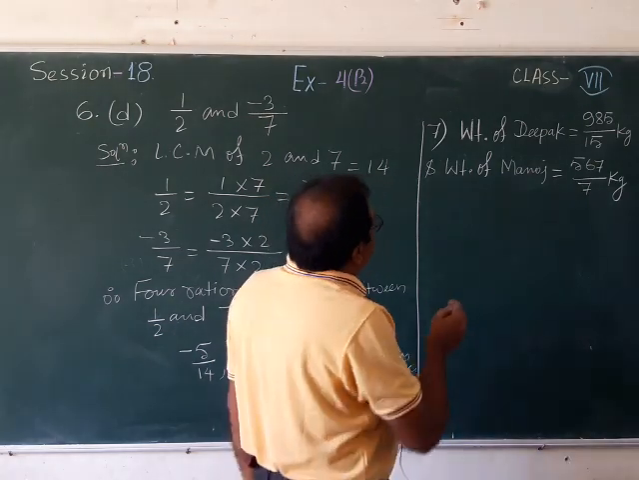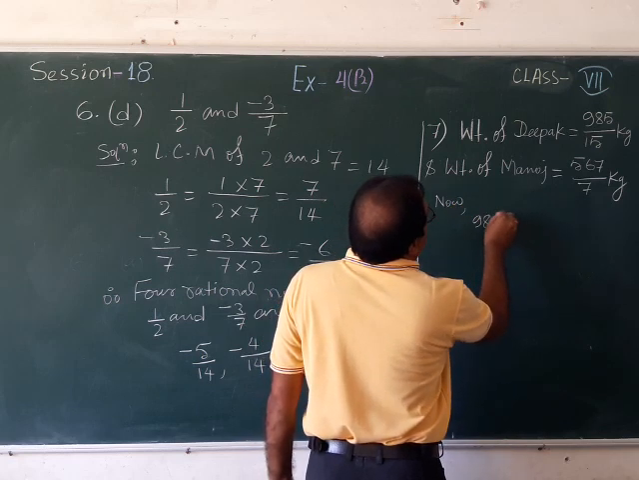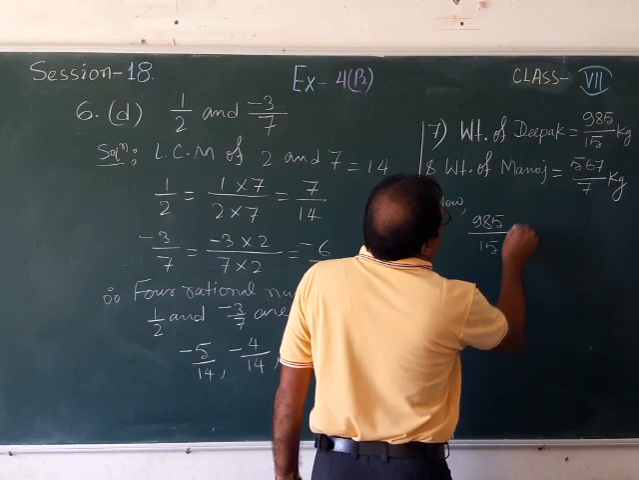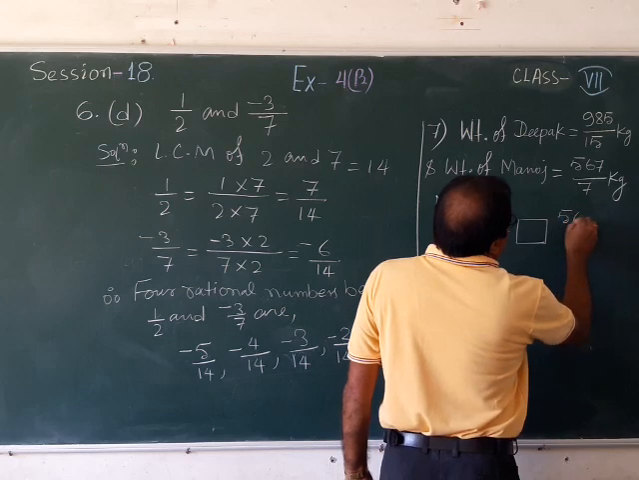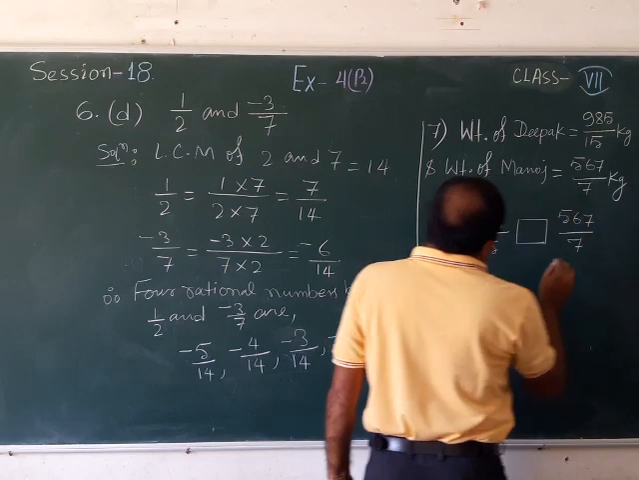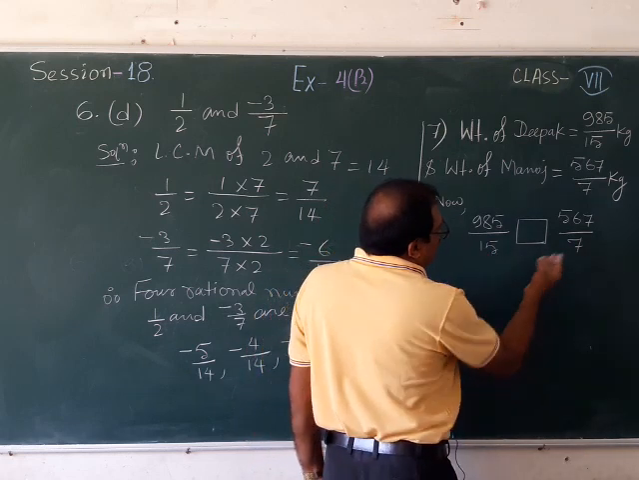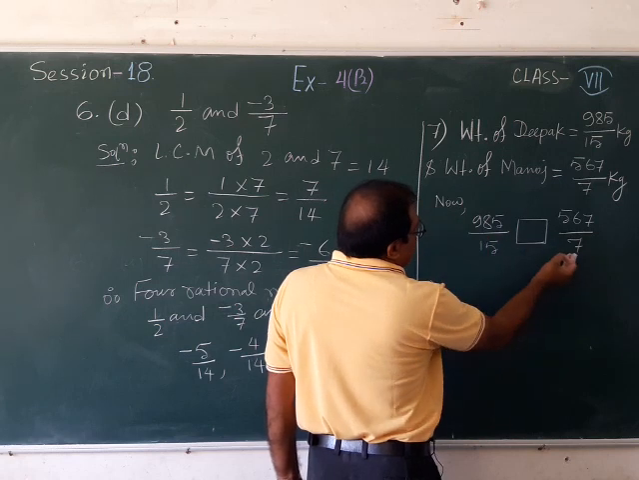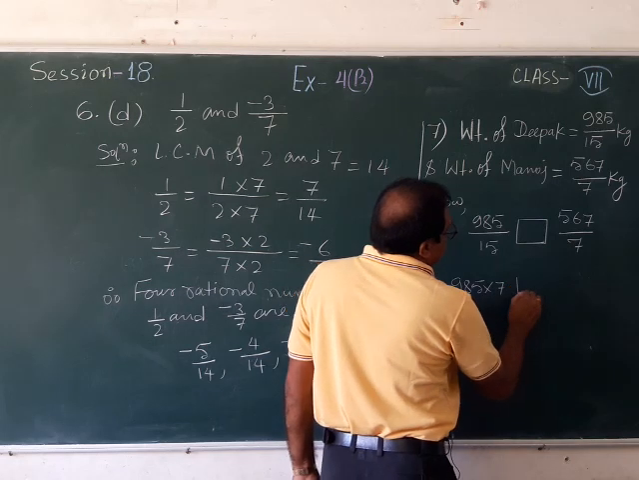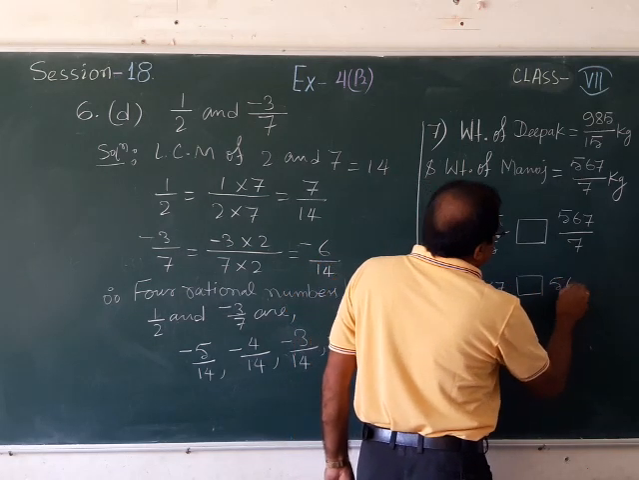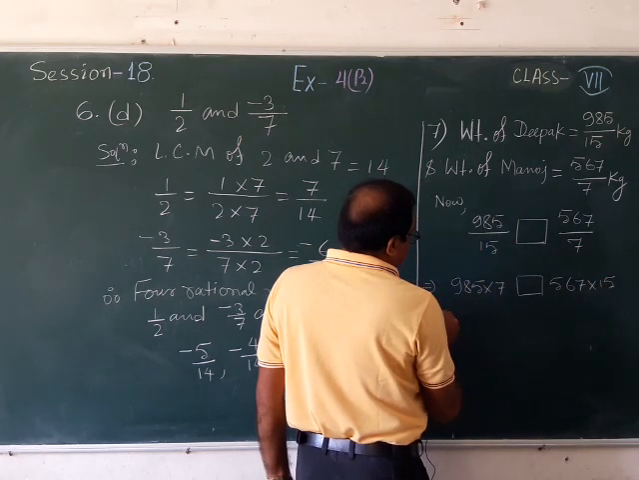Now we need to compare this. For comparing, you have to write both fractions keeping a box in between: 985 upon 15 and 567 upon 7. For comparison, multiply by cross, meaning the denominators move to the numerator side crosswise. 985 multiplied by 7, and here you make a box, then 567 multiplied by 15. Now you can multiply these two numbers.